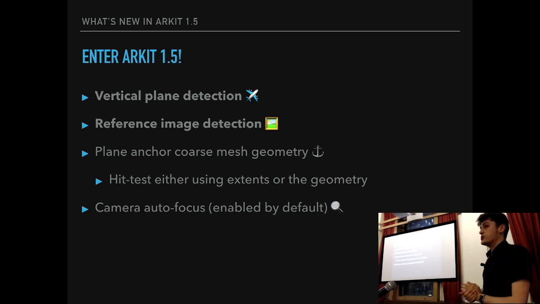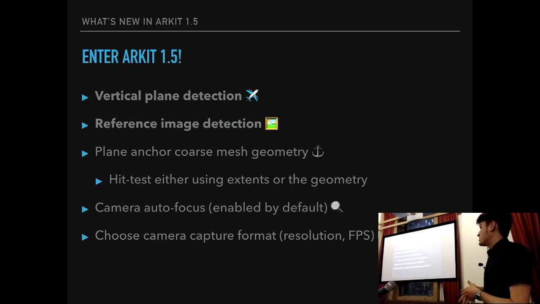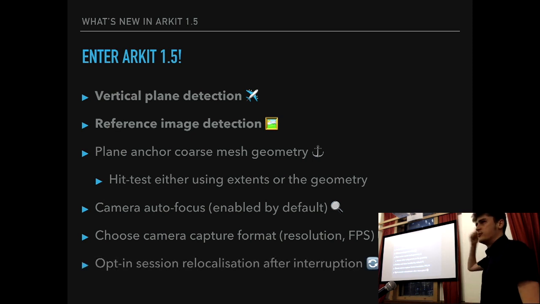Camera can now use autofocus mode, which is actually enabled by default for applications that link against ARKit 1.5, which is pretty useful. You can now also choose a capture format for the camera, so that, for example, if you prefer a lower resolution, you can choose that. You cannot actually specify any values. You have to choose among the list of supported values. And for example, on my iPhone 10, I think the formats to choose were either 60 FPS Full HD or 60 FPS 720p.